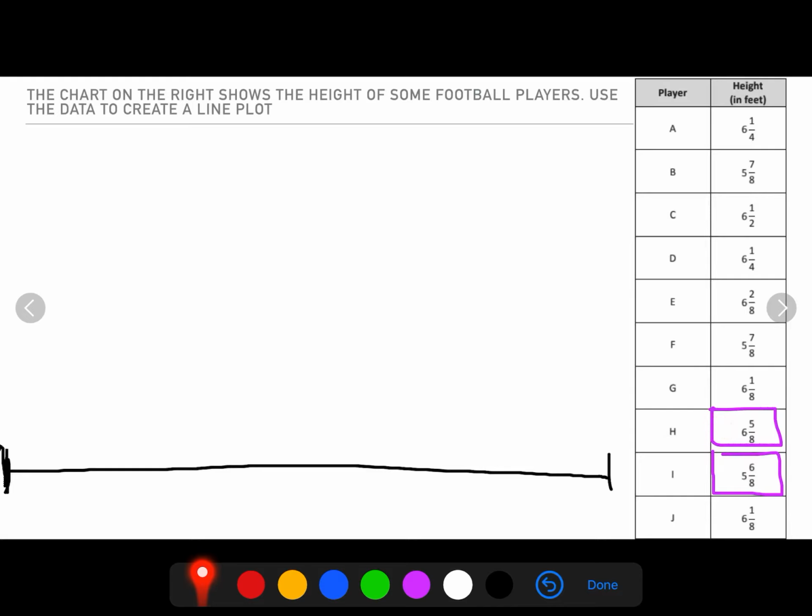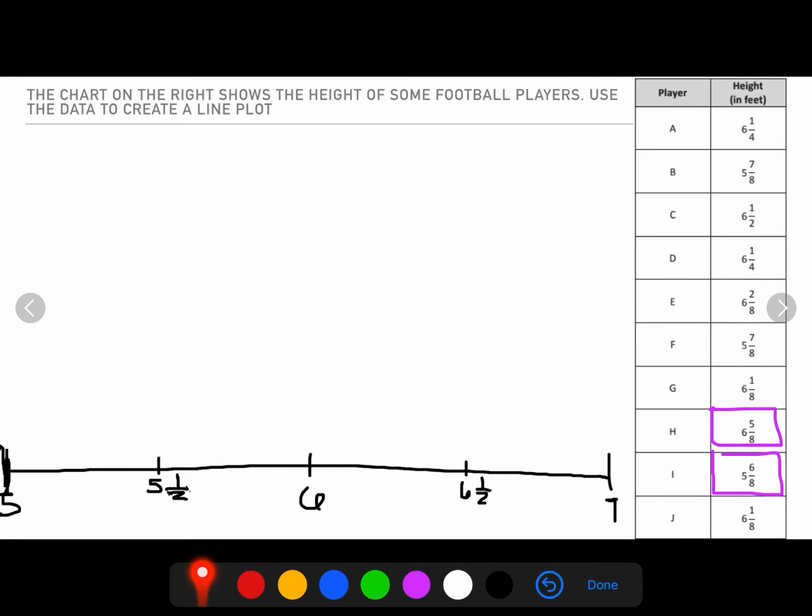Now that I've identified the smallest and the largest, I know that my line plot needs to go from 5 to 7. Because 6 5/8 is less than 7, but I need to end at 7 in order to have enough because it's more than 6. And I can also fill in 6 on my number line. You guys, I know that I can also fill in halfway points or my midpoint. 5 to 6, my midpoint will be 5.5. And then 6 to 7, my midpoint would be 6.5.